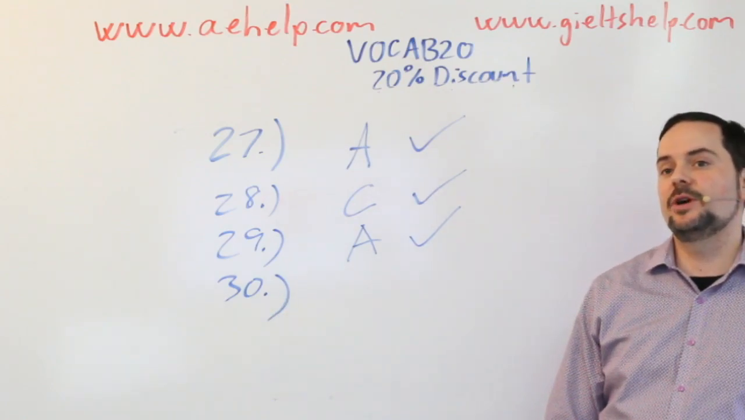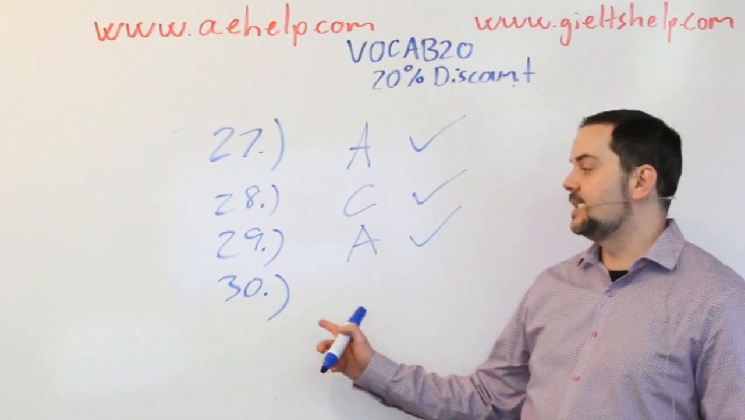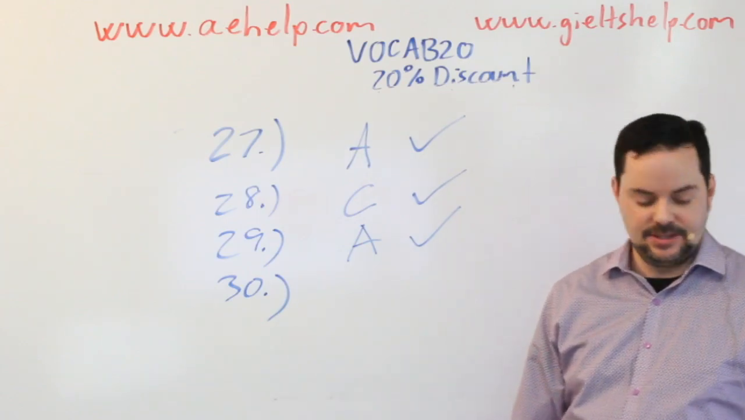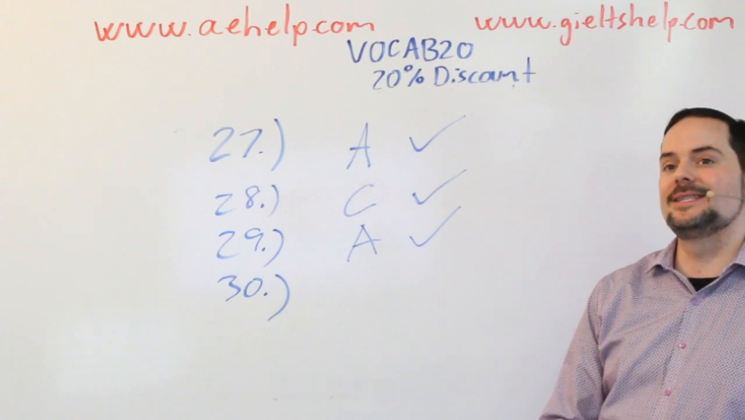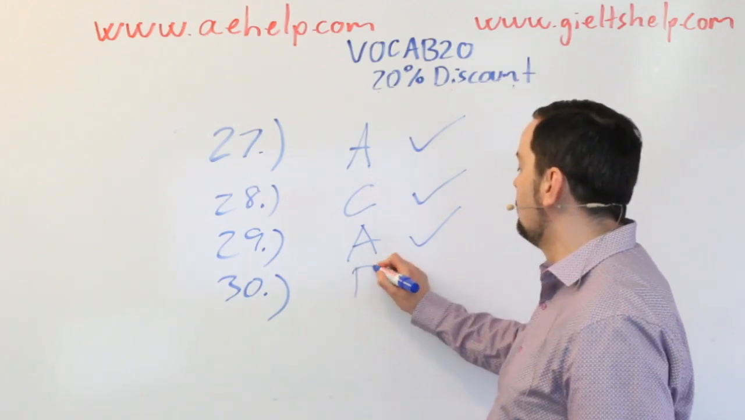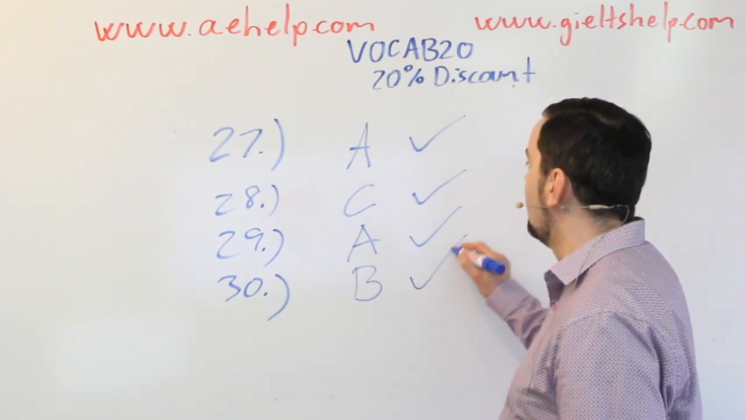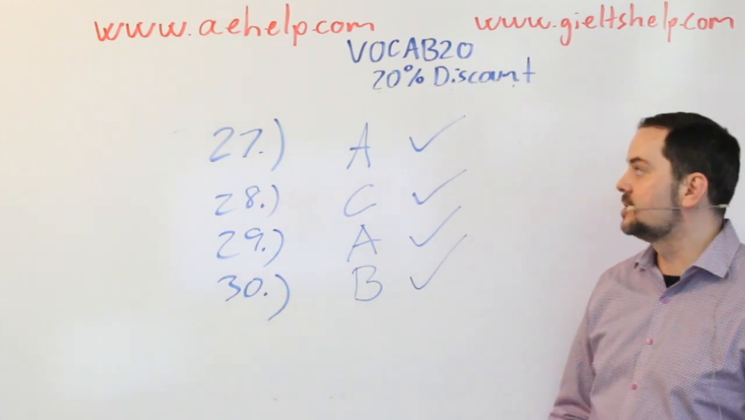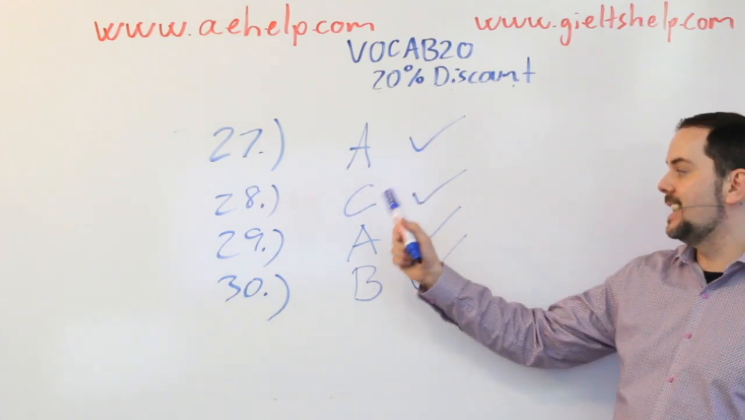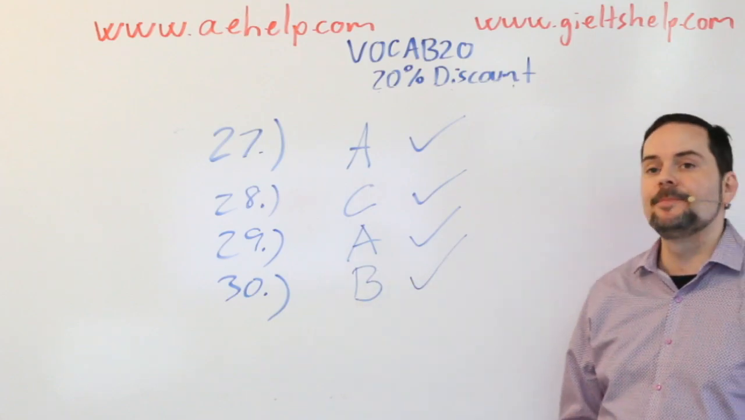All right, number 30. Everybody should get this question correct. What's the answer for question 30? He's going into the center of the poster, so B is the correct answer here. Okay, so correct answers for these are A, C, A, and B.